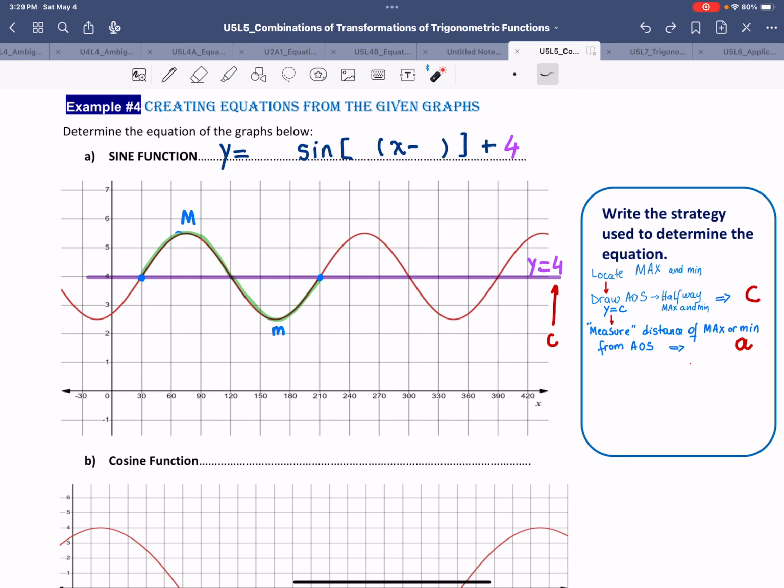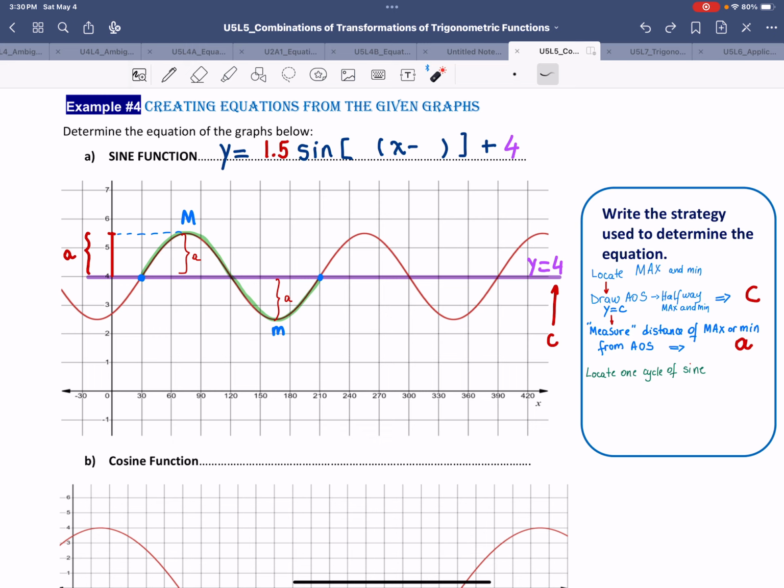Okay, so now let's take a look at how we determine the coefficient a. The coefficient a indicates the amplitude of a function. The amplitude of the function is half of the height of the function, so half of the difference between max and min. Another way of describing coefficient a is the distance of the max from the axis of symmetry or the distance of the minimum from the axis of symmetry. So in our case, the value of coefficient a seems to be equal to, from here to here, 1.5 units. So we're going to write 1.5 for coefficient a.